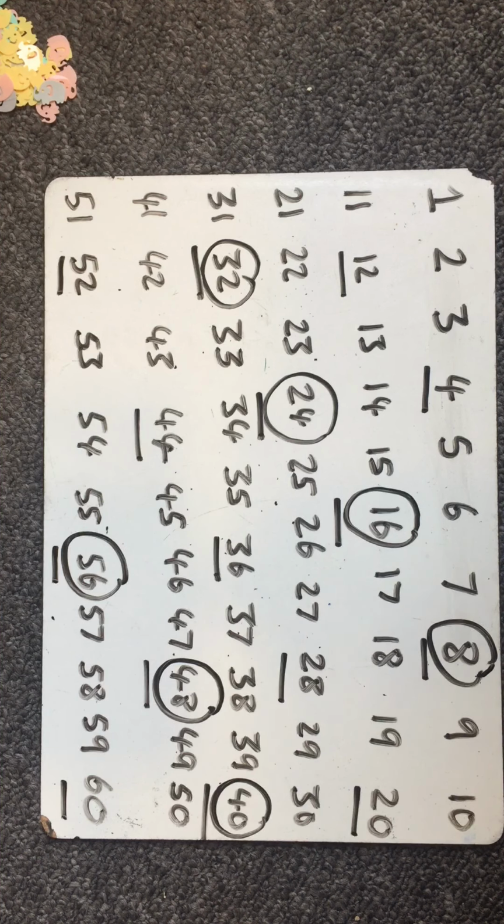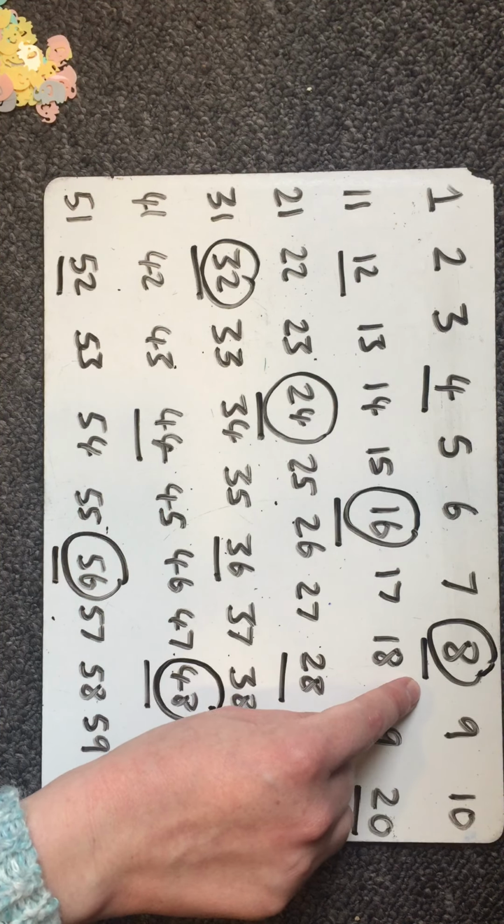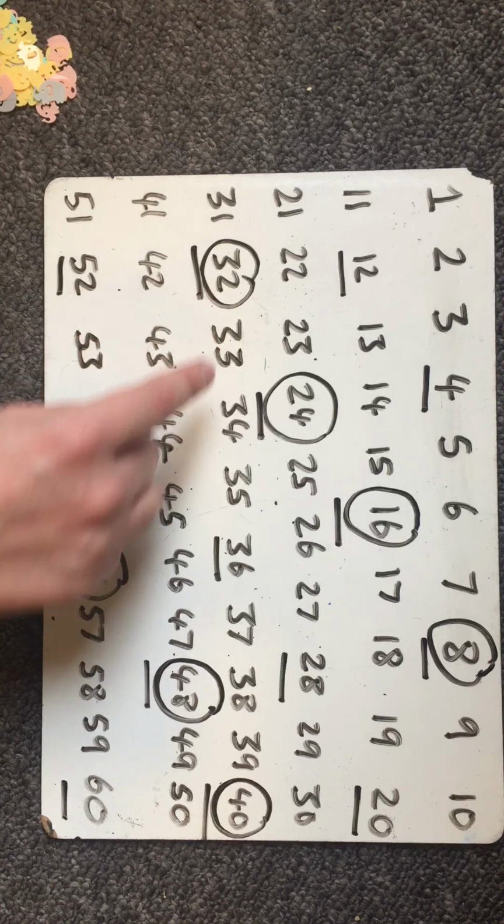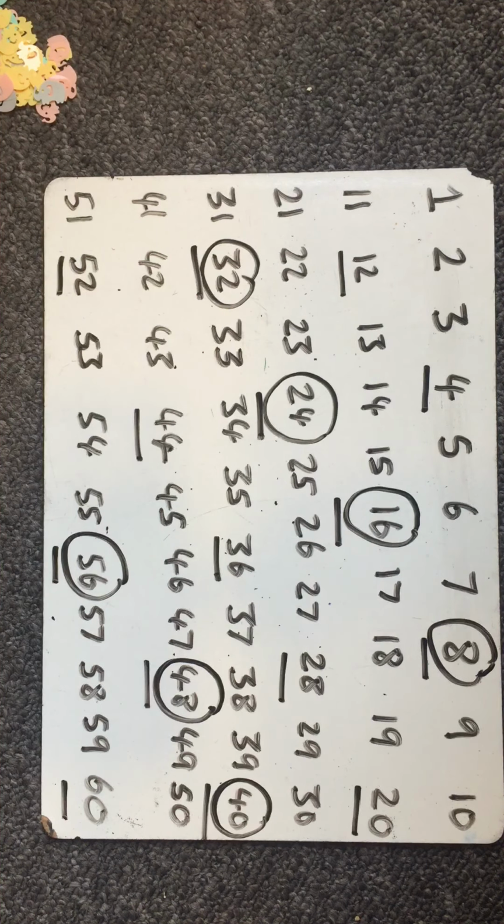So, what have you noticed? I've noticed that there are lots of numbers which are in the 4 times table and the 8 times table. So the ones with a circle and a line are all the numbers that are shared and are in the 8 and the 4 times table. Is there anything else you notice? That's right, they're all even.